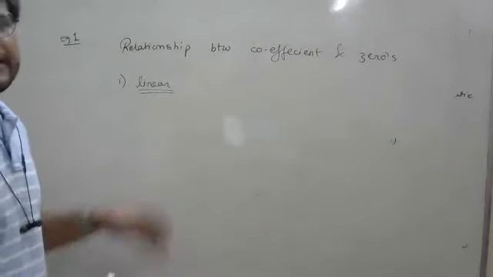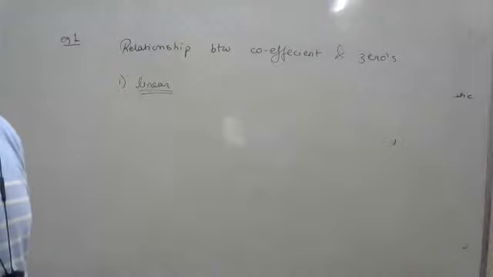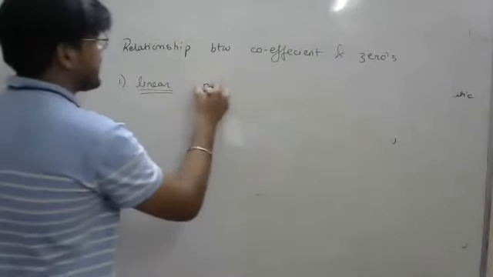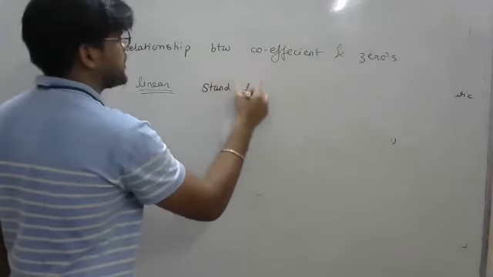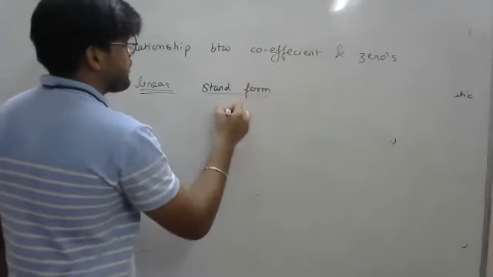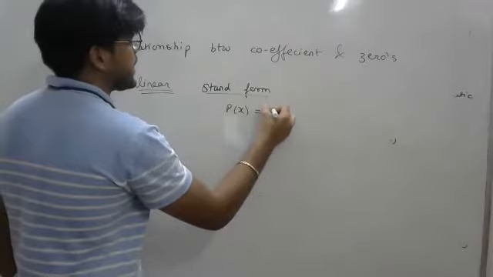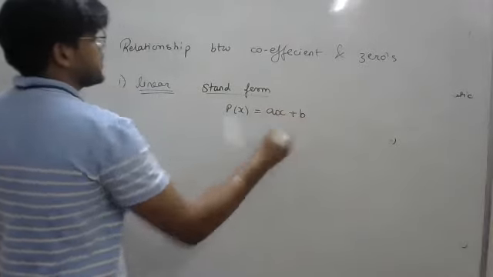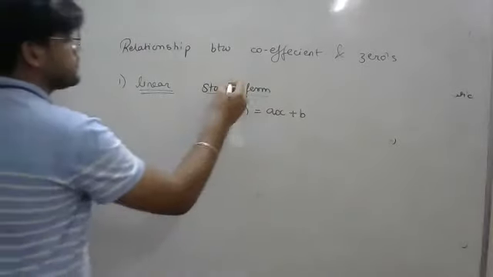Now, the relationship between coefficient and zeros for a linear polynomial. The standard form for a linear polynomial is P of x equals ax plus b. This is the standard form.